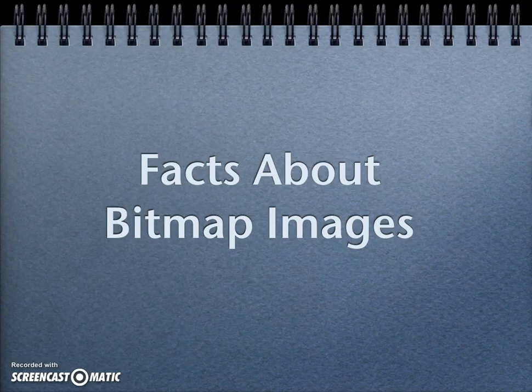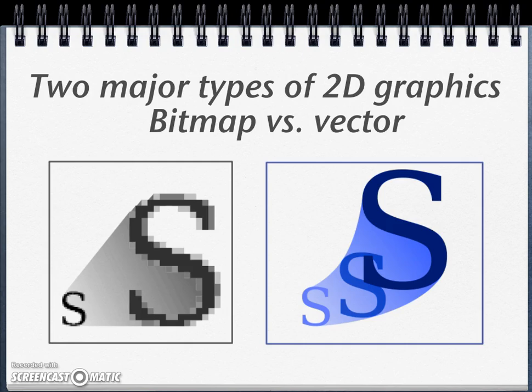Here are some facts about bitmapped images. There are basically two types of 2D graphics used on computers these days. One is called bitmapped and one is called vector.